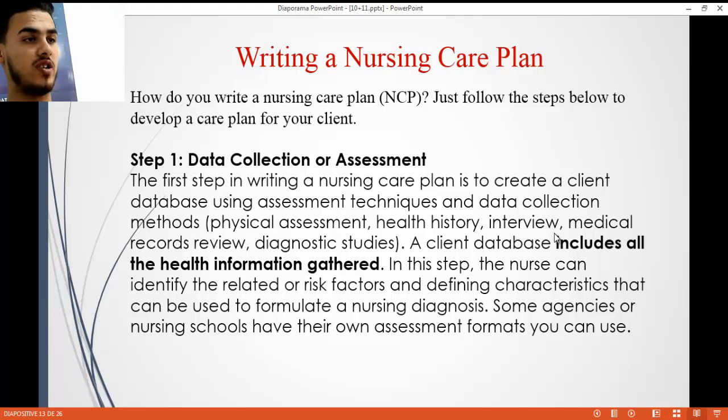So here are the methods used to collect data, either interviews or medical records or health history. A client database includes all the health information gathered. In this step, the nurse can identify the related or risk factors and defining characteristics that can be used to formulate a nursing diagnosis. Some agencies or nursing schools have their own assessment formats you can see. So, there are many formats of nursing care plans.